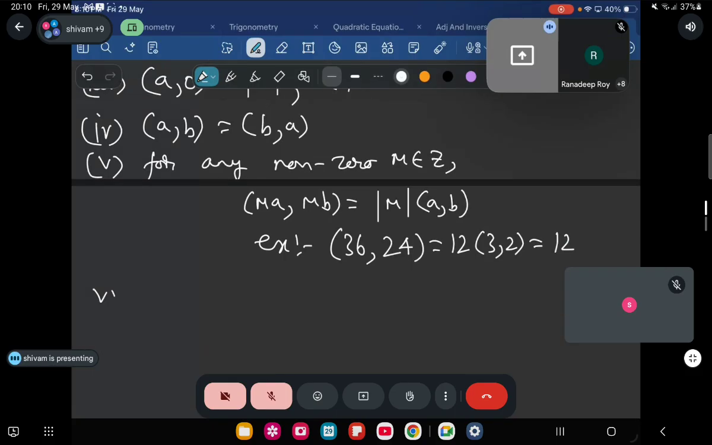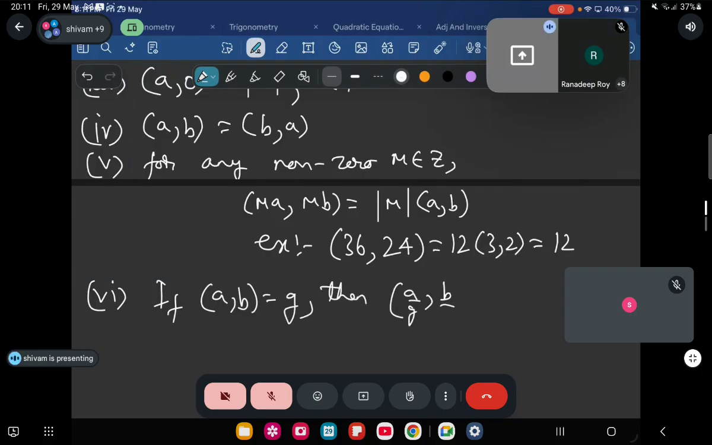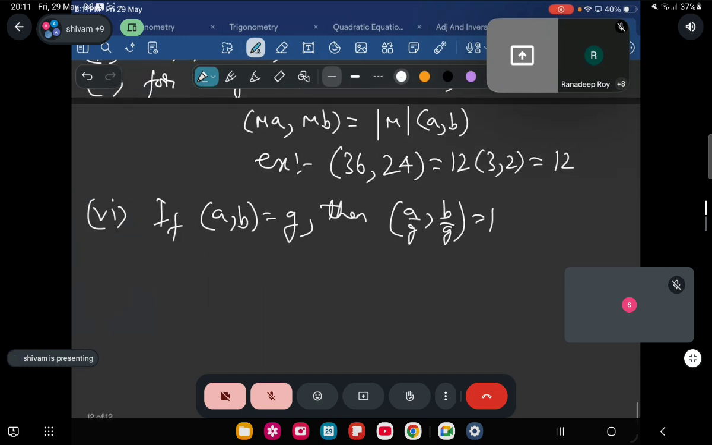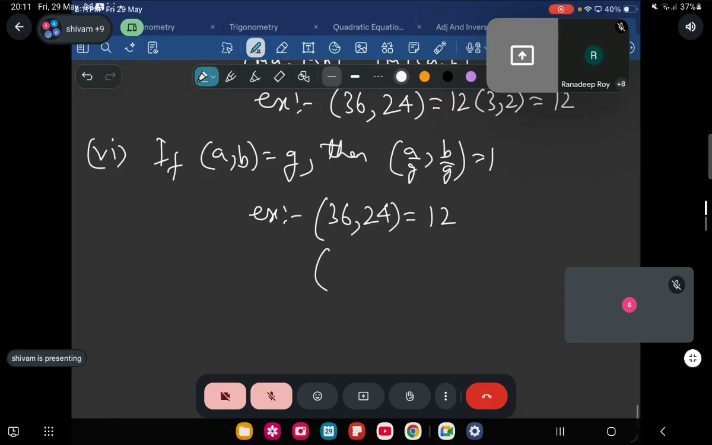Number 6. If GCD of A comma B is equal to G, then GCD of A by G comma B by G will be equal to 1. For example, GCD of 36 and 24 is 12. So GCD of 36 by 12 comma 24 by 12 will be equal to 1 only.